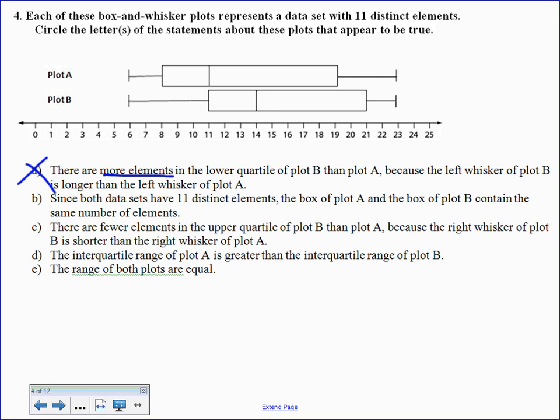Let's come back to that. There are fewer elements in the upper quartile of plot A than plot B because the right whisker, see once again, same number of elements. We know that one's out.